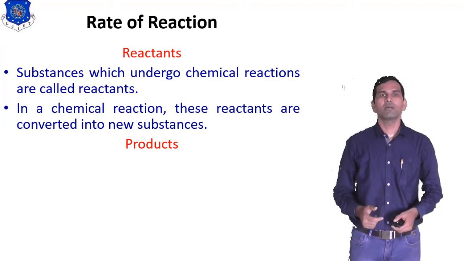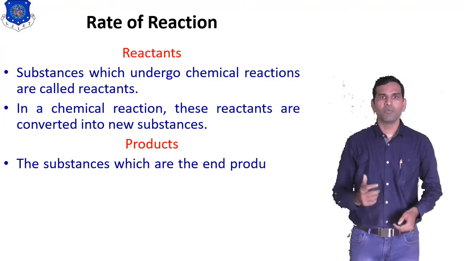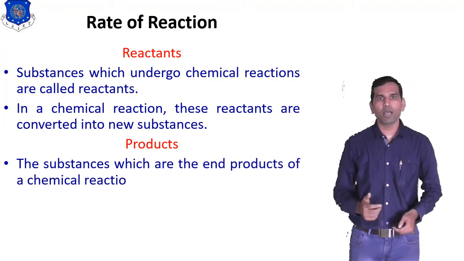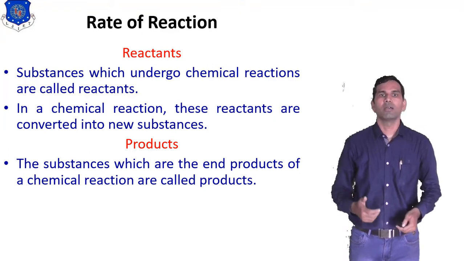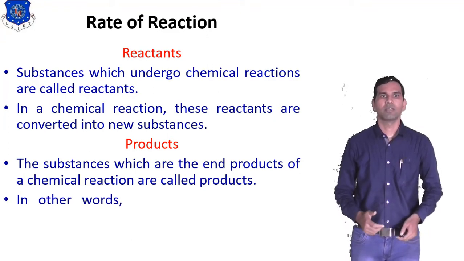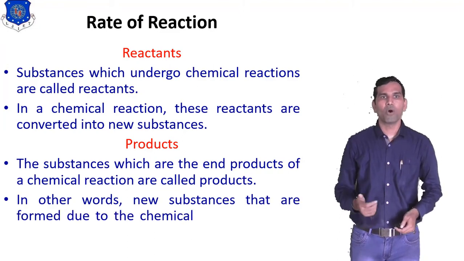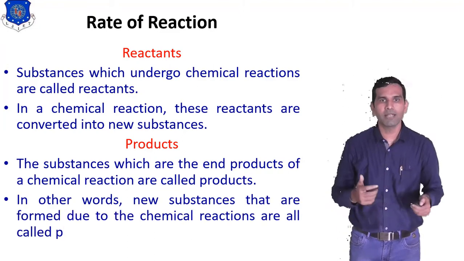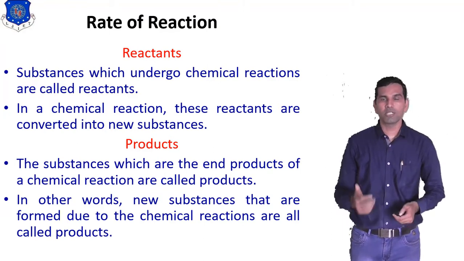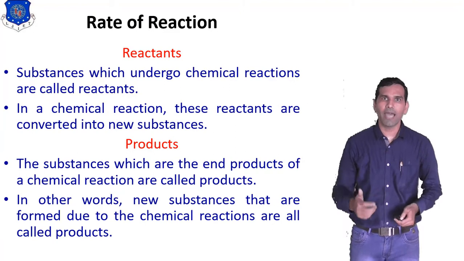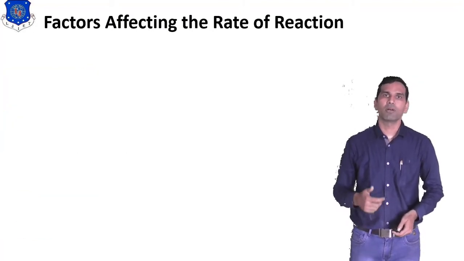Then second question, what is a product? The substances which are the end product of a chemical reaction are called products. In other words, new substances that are formed due to the chemical reaction are called products. So this is the definition of reactant and product. Factors affecting the rate of reaction.